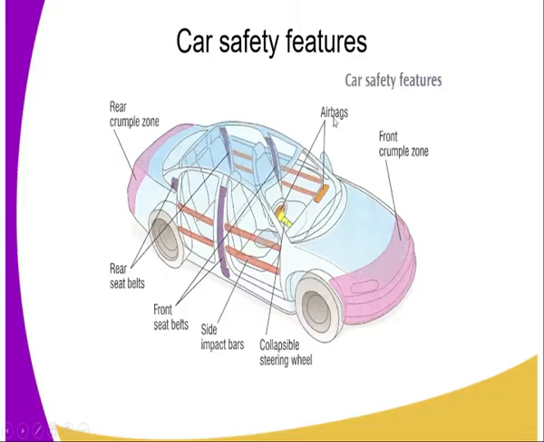We also have some airbags, as you can see their location, and we also have some airbags within the steering wheel, collapsible steering wheel. We also have side impact bars, as you can see. We have the front seat belts and we have the rear seat belts. At the rear side there, you can see we have the rear crumple zone. So we need to understand why these zones have been placed there and how do they help in car safety features.